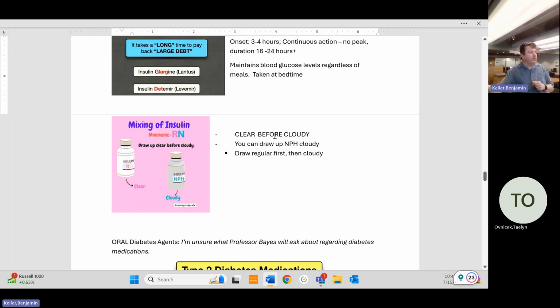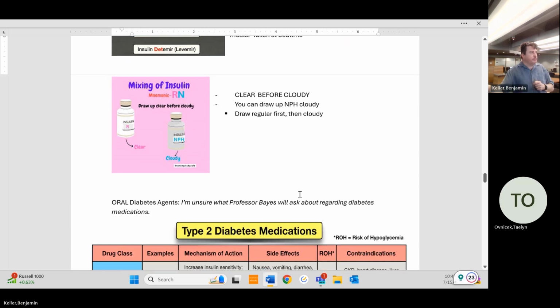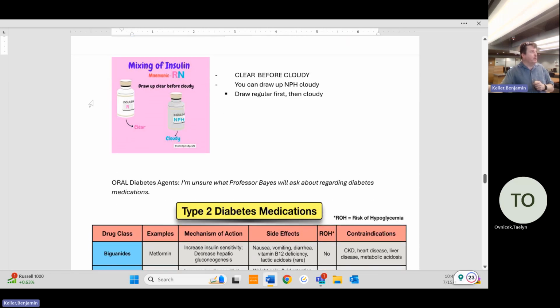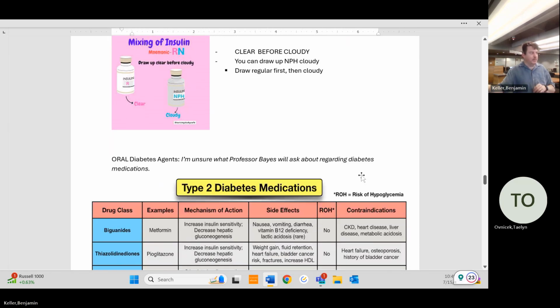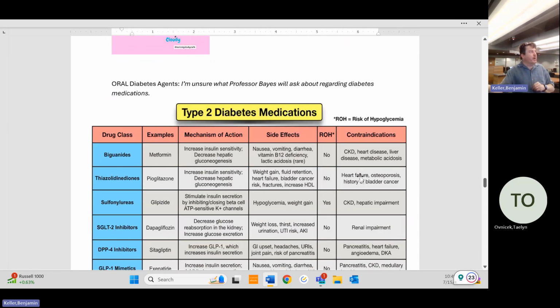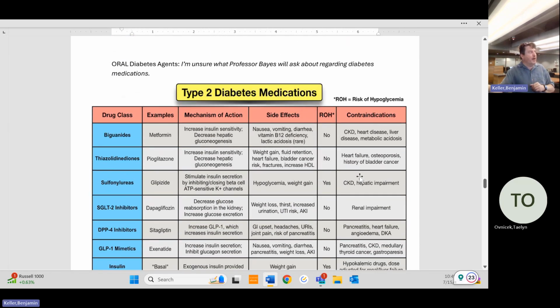So clear before cloudy, you can draw up NPH, which is cloudy. So you want to draw the regular first and then the cloudy. So draw regular, clear; NPH is cloudy. Clear before cloudy, regular, NPH, RN. So you got that. Okay, we're going to talk quickly about oral diabetes agents.